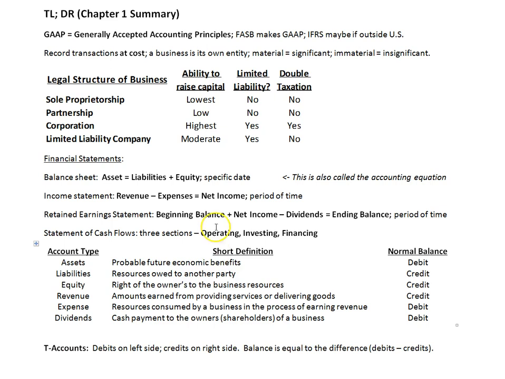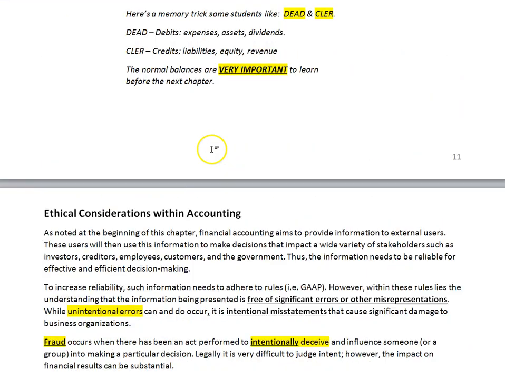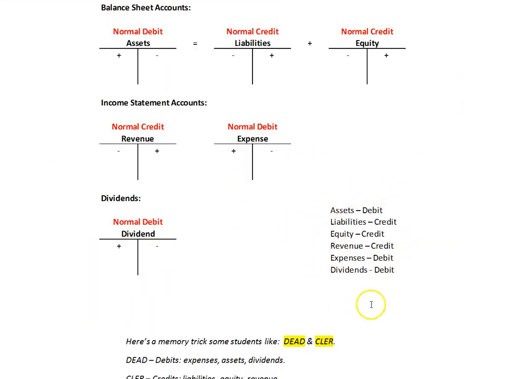Alright, the last page is "too long, didn't read." This is just a summary page where you can get most of the important definitions. This is kind of what you want to take away from the chapter. If you can have all this information down and take it into chapter 2, we're going to be in pretty good shape. But for this chapter, the most important thing, have these down, know the normal balances, because we're going to work with journal entries next time.